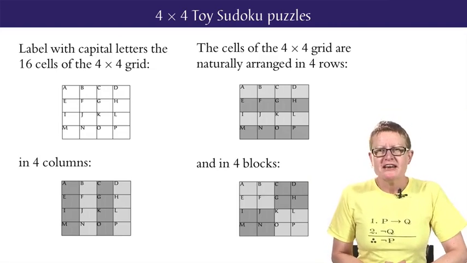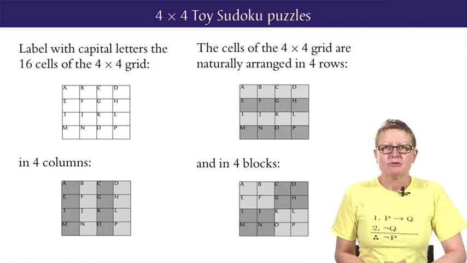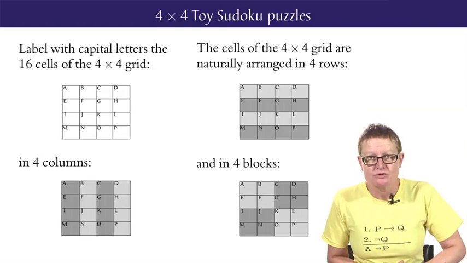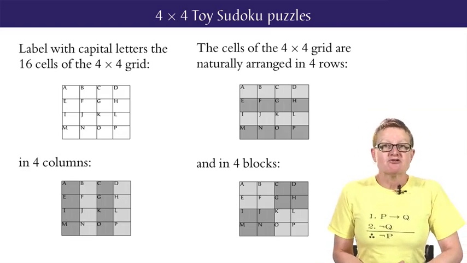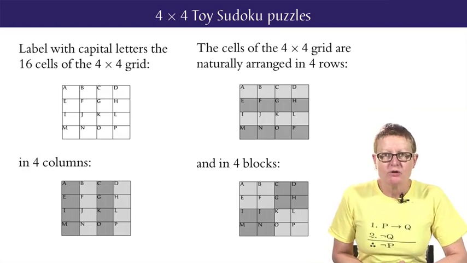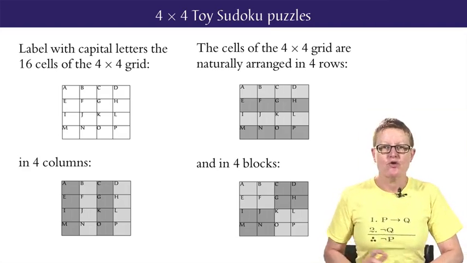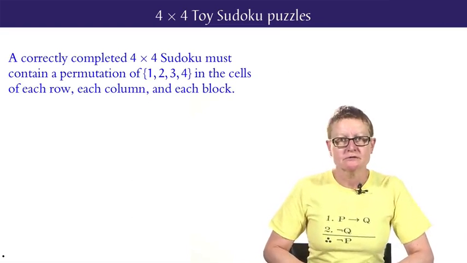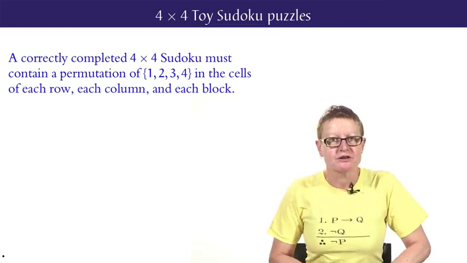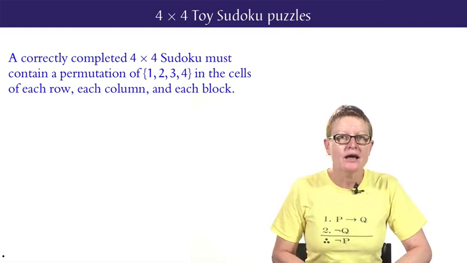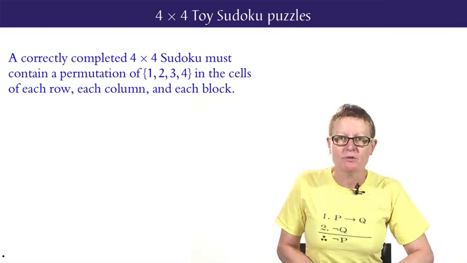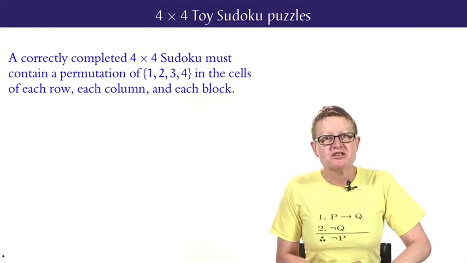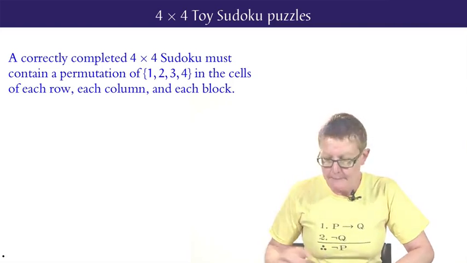In our 4x4 grid, we can label the cells with capital letters, A, B, C, and so on up to P. Any 16 names will do. The cells are naturally arranged in 4 rows, 4 columns, and 4 blocks, as shown. A correctly completed 4x4 Sudoku puzzle must contain a permutation of the numbers 1, 2, 3, and 4 in each of its rows, each of its columns, and each of its blocks. That is, all 4 numbers without repetition in each row, column and block.